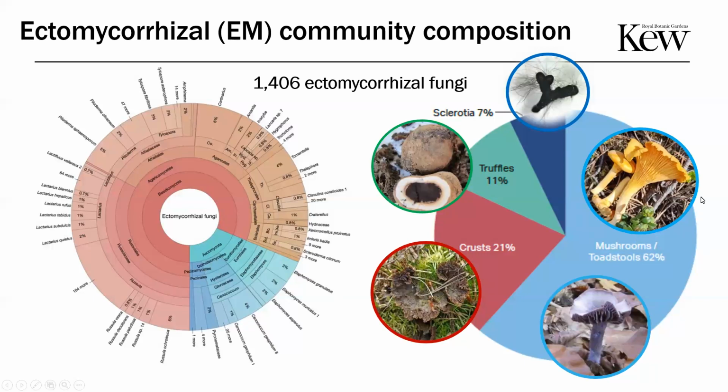This is a chanterelle, an ectomycorrhizal fungus, and this is an amethyst deceiver, Laccaria amethystina. So 62% produce this type of fruit body, but 21% produce crusts, 11% produce truffles, and some of them don't even produce fruit bodies. This again highlights the importance: almost 40% of the diversity of the fungi that we find in roots would be very difficult to find as mushrooms or fruit bodies.